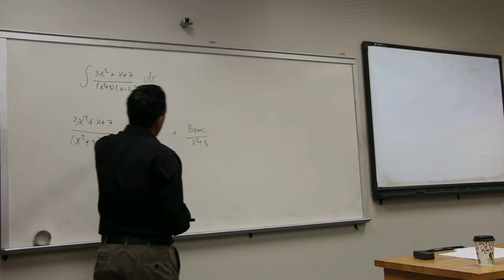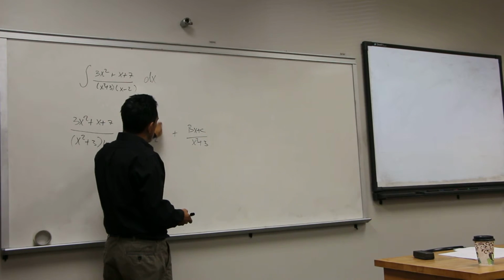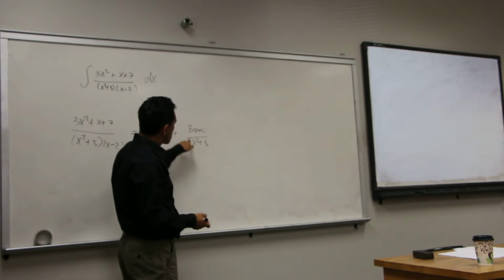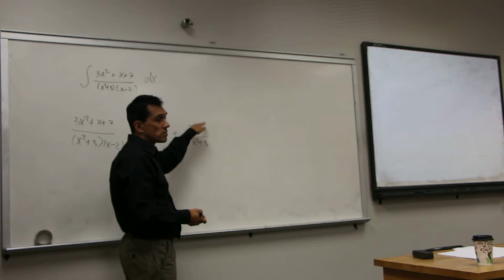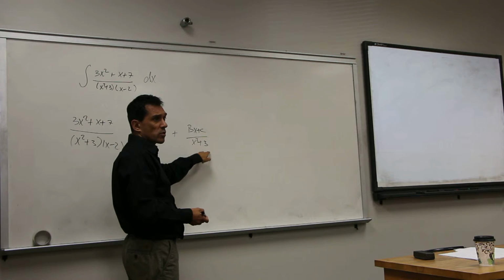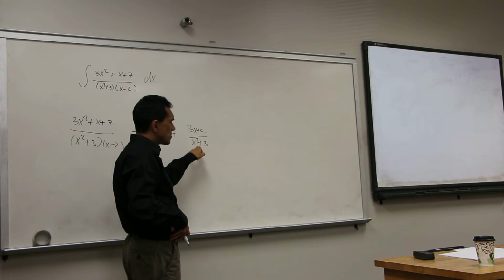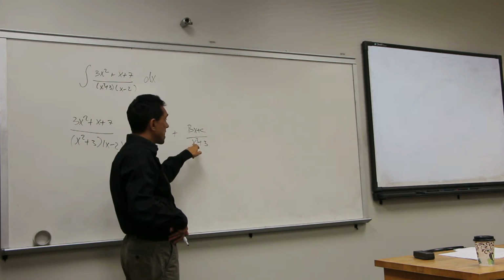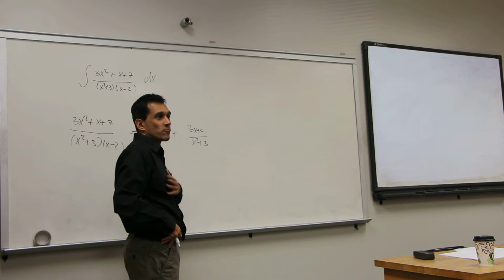And what does a over x minus 2 integrate to? a ln|x minus 2|. And what does bx over x squared plus 3 integrate to? 1/2 b ln(x squared plus 3). And what does c over x squared plus 3 integrate to? c times 1 over root 3 arctangent of x over root 3. You'll have to look that up in your notes, or remember it.